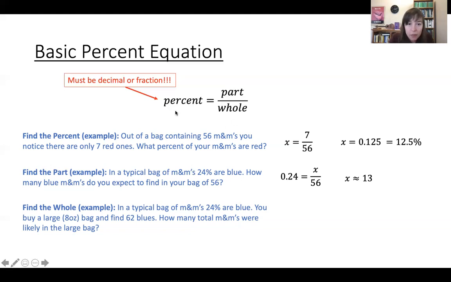Well, now we're given the percent. It's the same as before. It's 0.24. The total number of M&Ms we don't know, but we know that the part of them that is blue is 62. So we set it up: 0.24 equals 62 divided by the whole, which we don't know. Cross multiply and solve for x, and rounding to the nearest whole, we get 258.